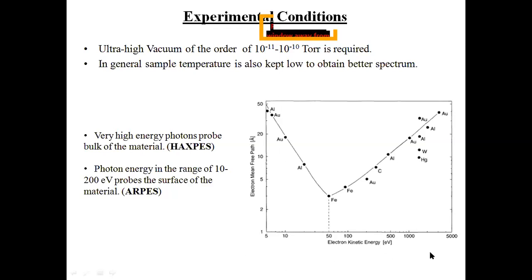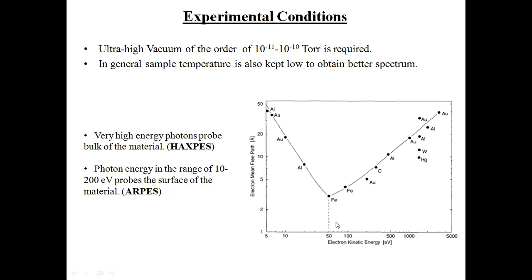Why the ultra high vacuum is required can be seen from this plot. This is a plot of electron mean free path as a function of electron kinetic energy. It says how much an electron can travel inside a material with a given kinetic energy without going through any inelastic scattering. The photoelectrons that come out of the sample after absorbing the photon should not go through any inelastic scattering while they are moving inside the sample. Otherwise they will lose momentum and energy, and the information will be scrambled. You want to find out the momentum and the energy, and if they go through inelastic scattering, then that information is lost.